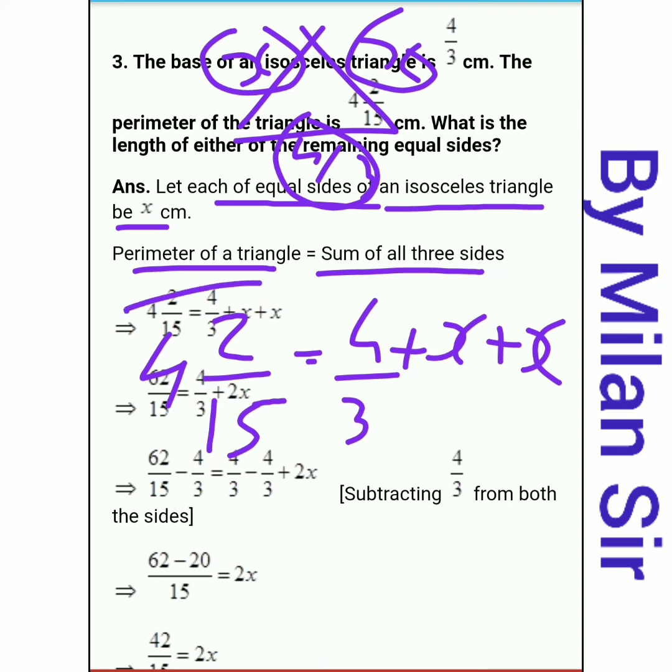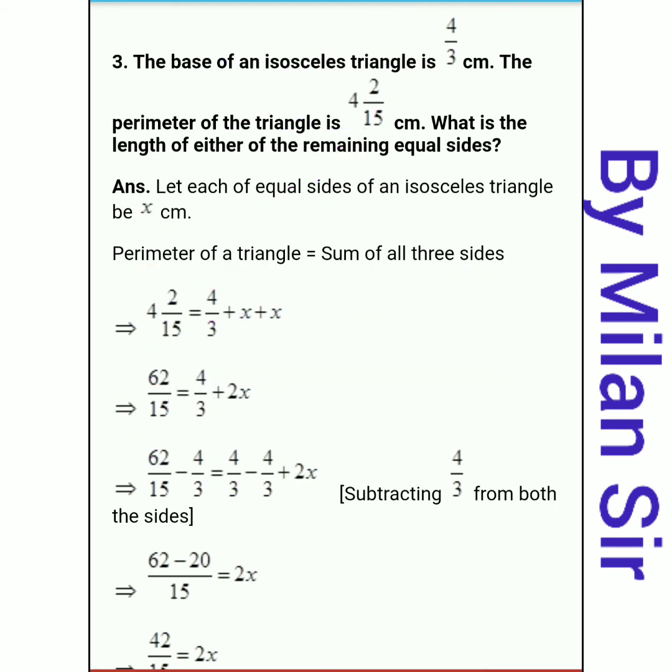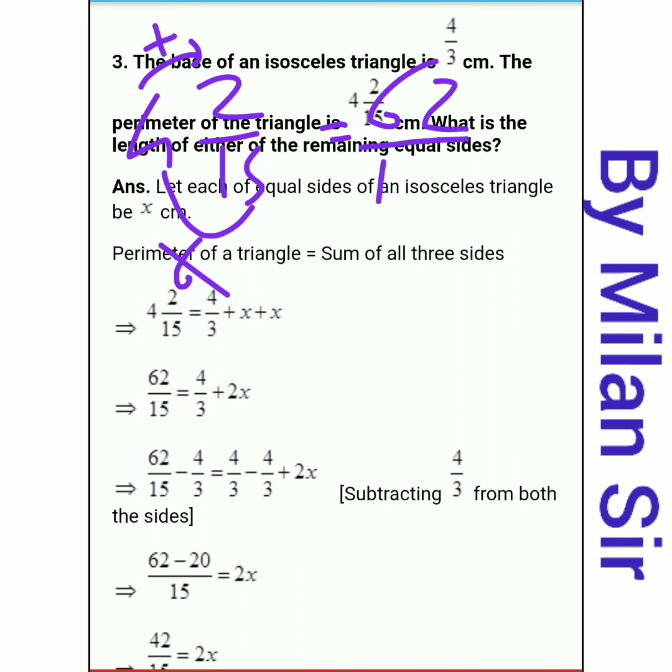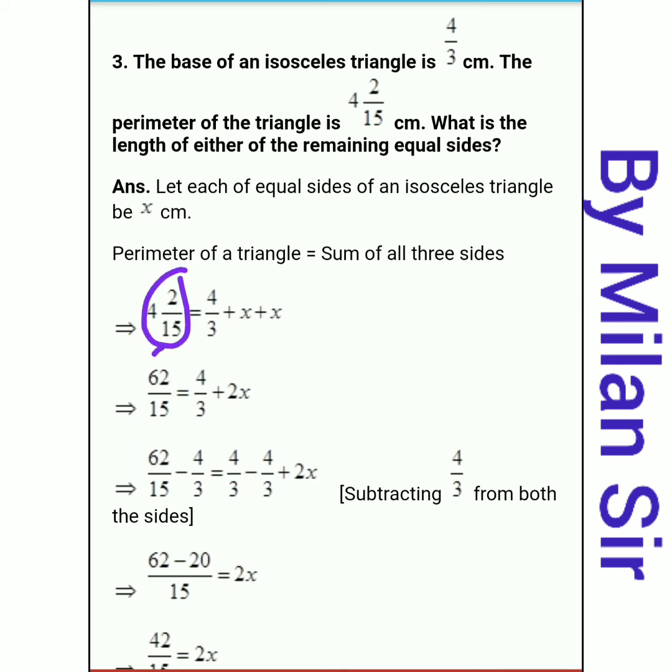Here first of all we need to convert this mixed fraction into an improper fraction. So 4 2/15: 15 times 4 is 60, and we add our numerator, 60 plus 2 is 62, divided by 15 as it is. So we can put 62/15.